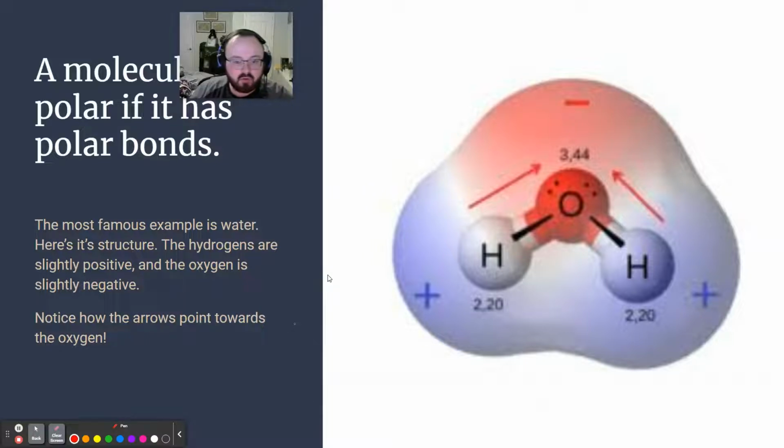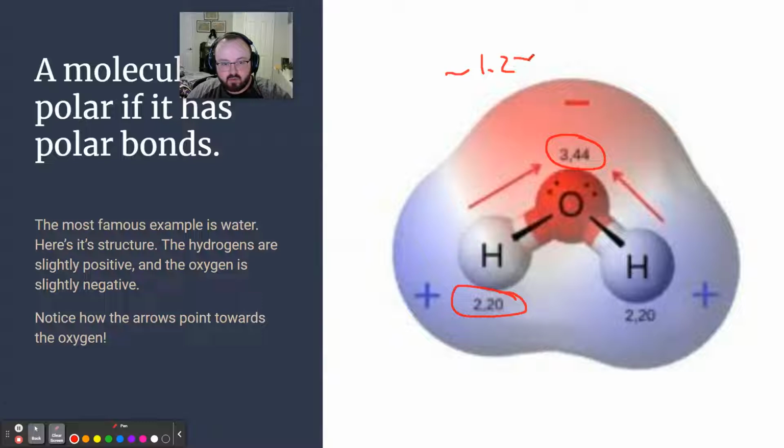And a molecule, if it has polar bonds, it's going to become polar. So we consider water to be very polar because this hydrogen has 2.2 and oxygen 3.4. So we can see my numbers were a little bit off. So that's a difference of 1.2, which is going to be polar.